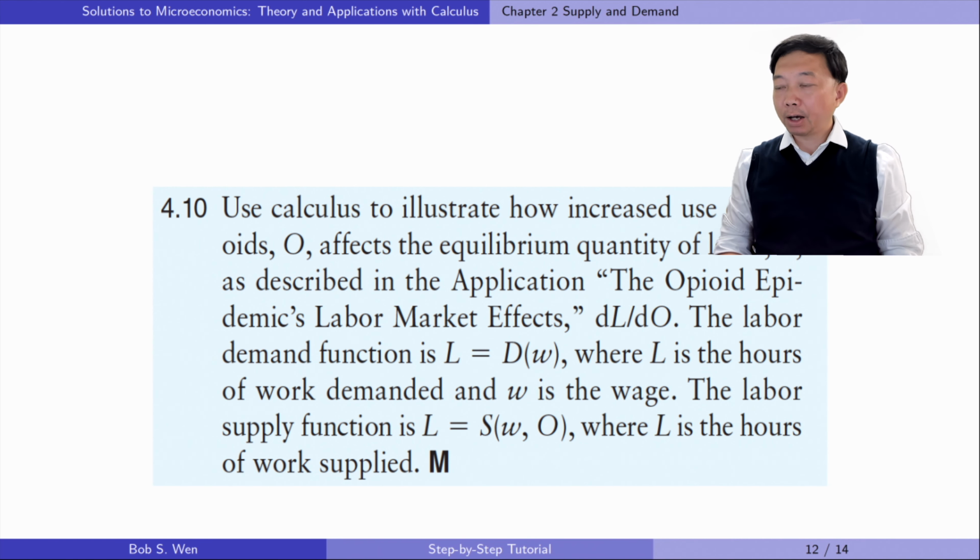Let's find answers to exercise 4.10. Use calculus to illustrate how increased use of opioids, O, affects the equilibrium quantity of labor, L, as described in the application, the opioid epidemic's labor market effects, dW over dO. The labor demand function is L equals D(W), where L is the hours of work demanded and W is the wage. The labor supply function is L equals S(W, O), where L is the hours of work supplied.